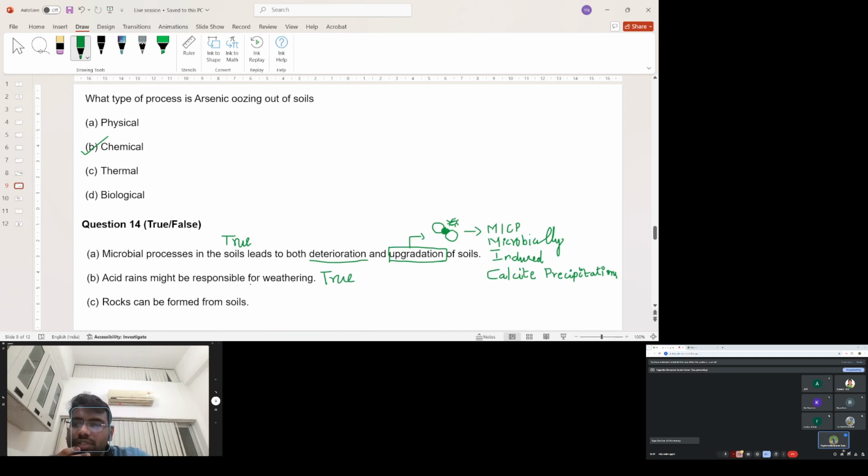Okay, so coming to the third question: rocks can be formed from soils. True. Is it true or not? True, sir. No. Understand the question. We have seen soils are formed from rocks. Can rocks be formed from soils? I think so. It is true because it's a geological cycle.